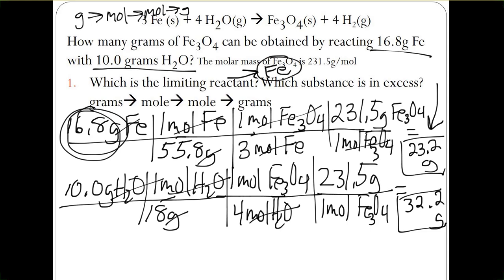So that is my answer. The substance that is in excess would be the water. So the iron would run out first, and I would have leftover water.